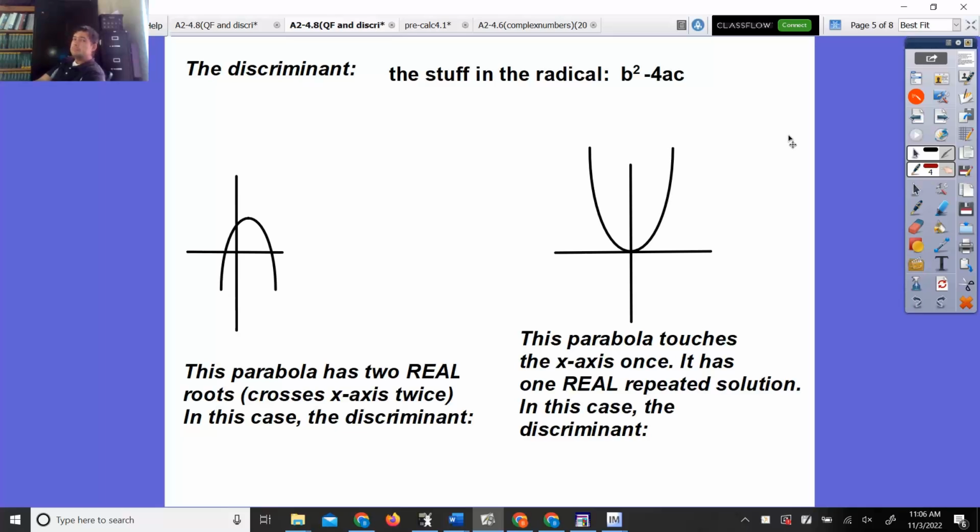Look over your notes. That's what they're for. So I've got examples up here. I drew parabolas because we're dealing with quadratics. Do you understand that? The first parabola on your left has two real roots. It crosses the x-axis twice. See how it crosses here and here? That's two real roots.